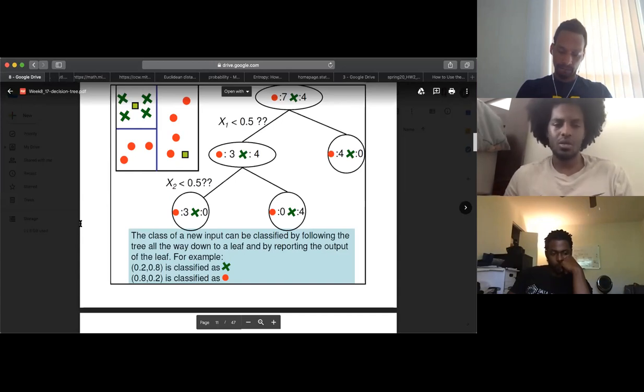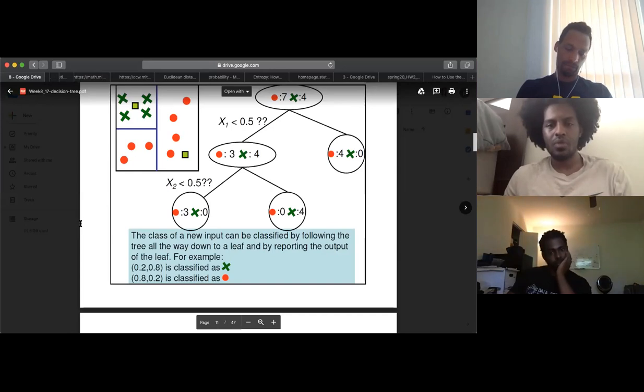So here you can see 0.2 and 0.8. If you just follow the decision tree, 0.2 is less than 0.5, so we go to the left. Then you're looking at whether x2 is greater than or less than 0.5. We have 0.8 for x2, so it classifies as a green cross.